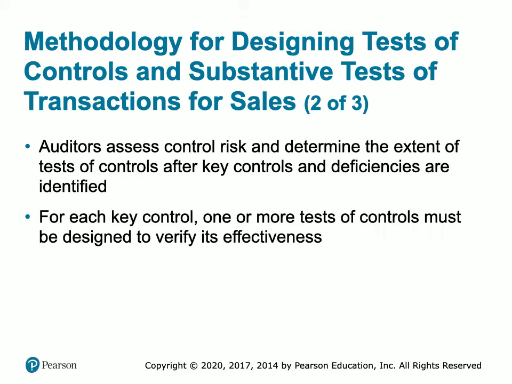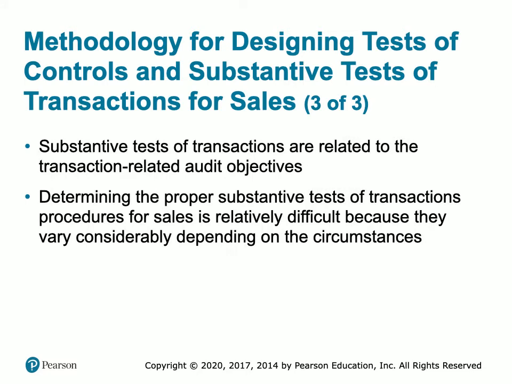So if we do have key controls that we want to test, we must test them to verify their effectiveness. We can't just document them and accept them as working. That's one of the things that you see in PCAOB reports, that there was inadequate testing of internal controls, which then led the auditor to inappropriately reduce their substantive test work.